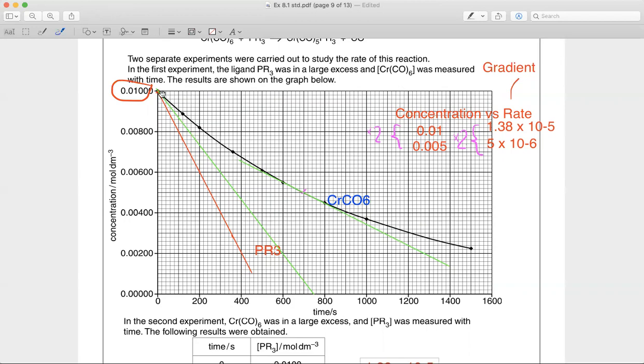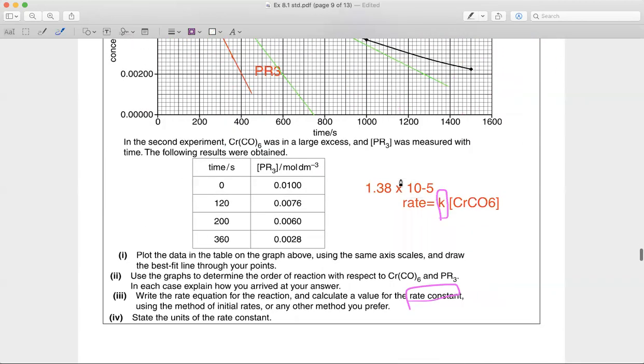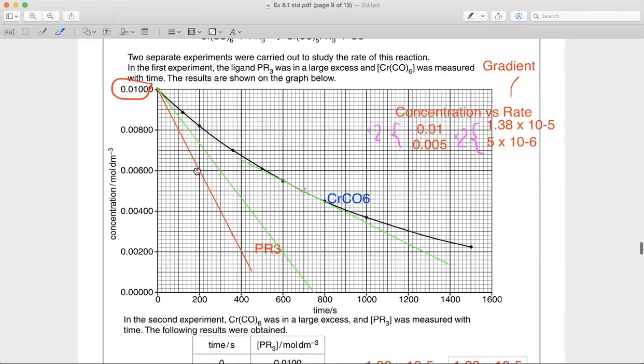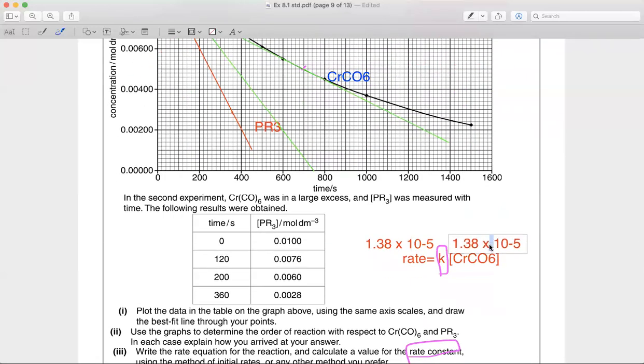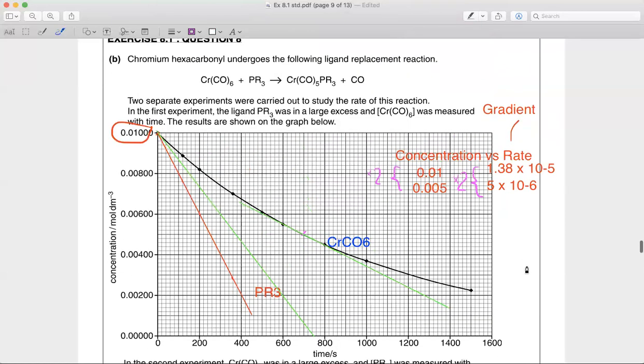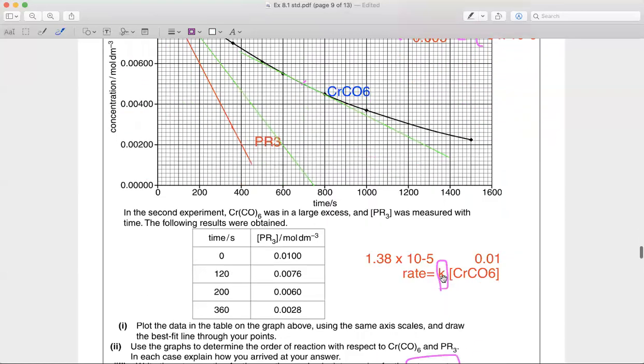In this case, I'm going to use the initial rate because that's the easiest, right? Initial rate is 1.38 times 10 to the power of minus 5. How do I know that? Because I drew the tangent and calculated the gradient. And the concentration is 0.01. That's one thing. You have to solve for k.